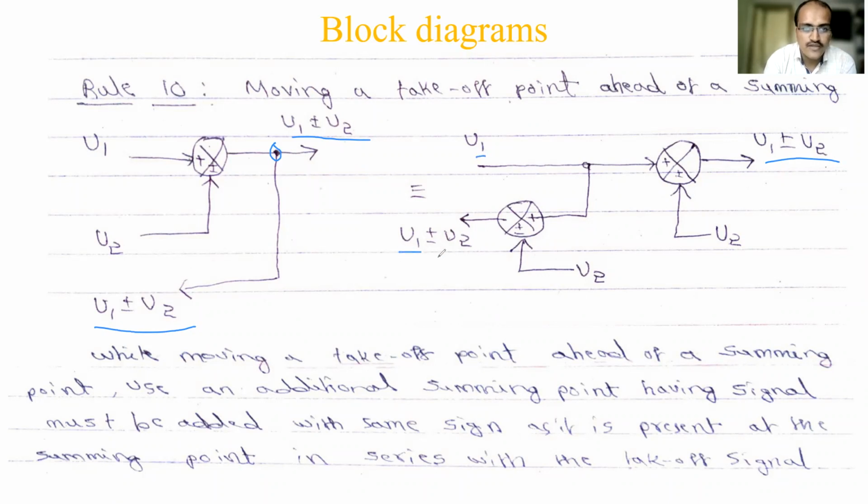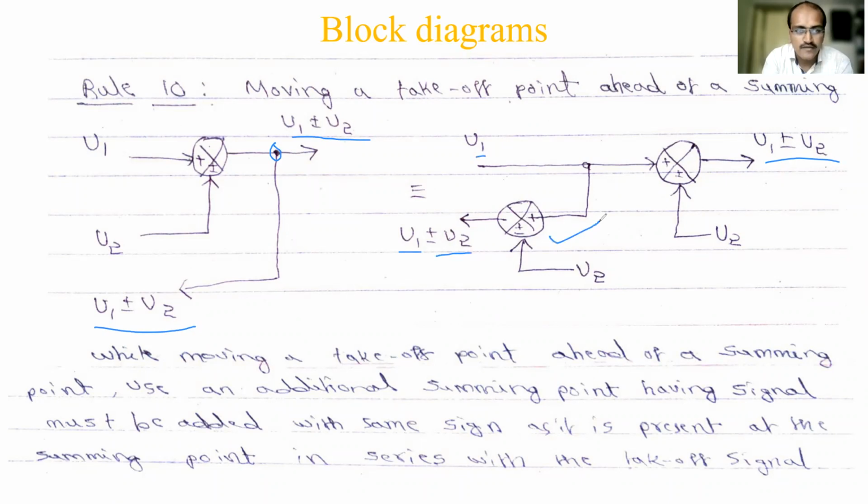To get this plus or minus U2, what do I have to do? I need to add one more U2 signal in the same fashion, not inverted, in the same manner. So one summing point will come extra. If you have a summing point and takeoff point case, one extra summing point will come.